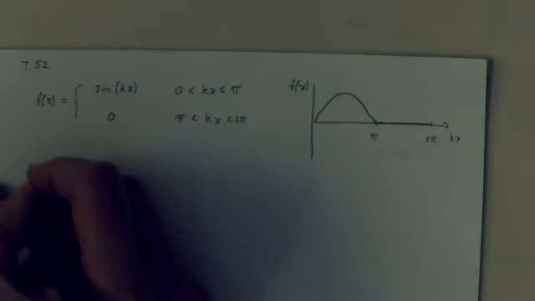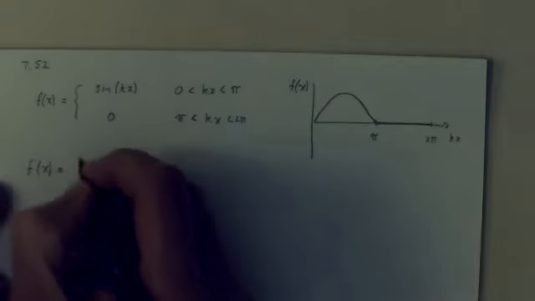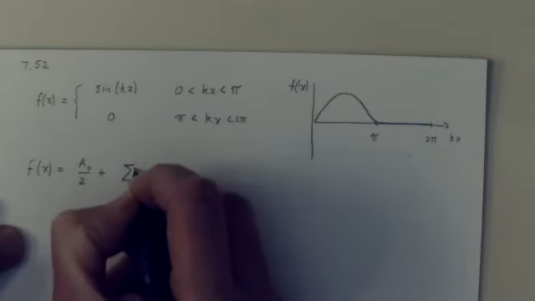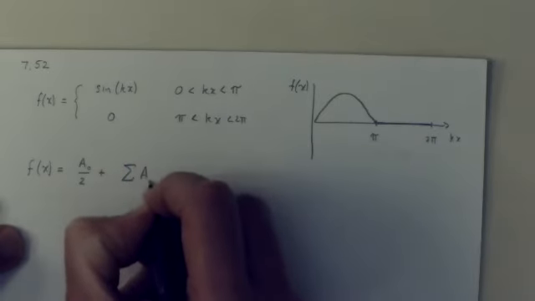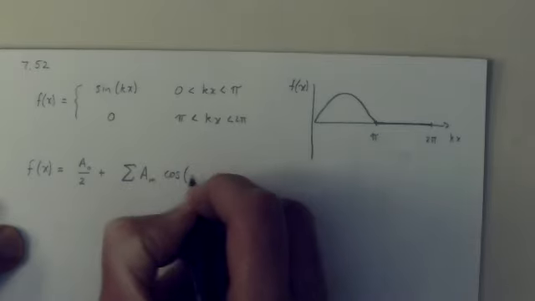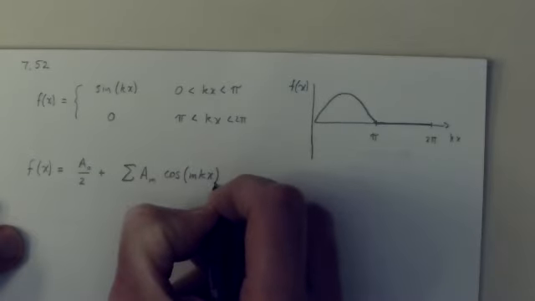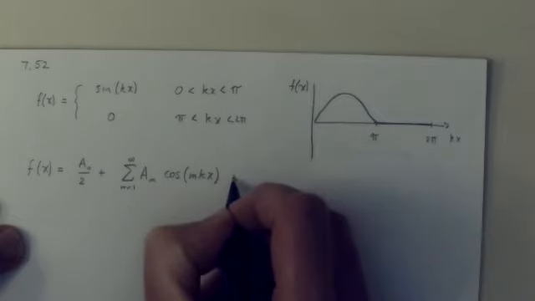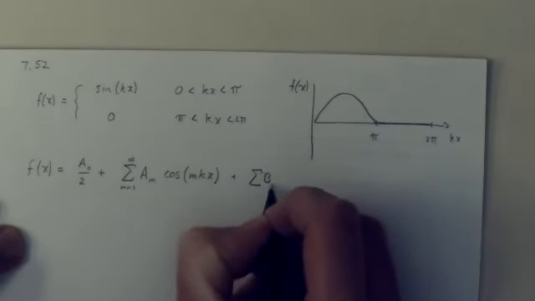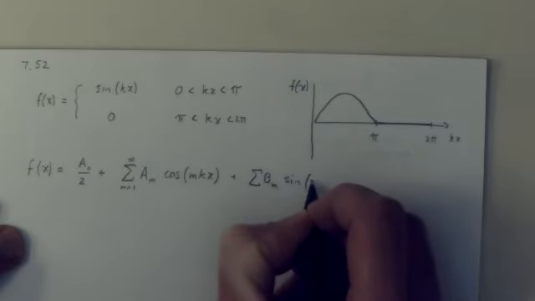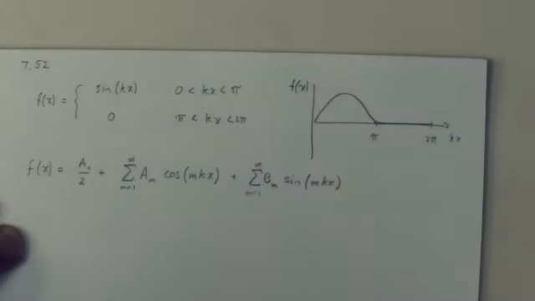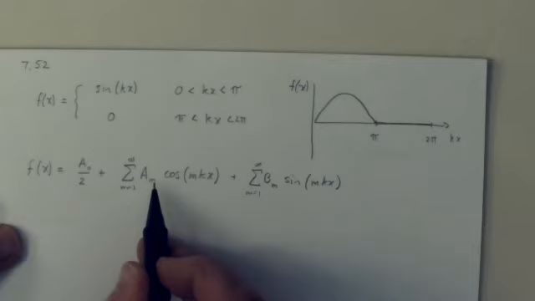So now if you remember your Fourier transform, the idea is that you can write f of x as a0 over 2 plus then a sum of other a's, a sub m cosine of mkx, where m goes from 1 up to infinity, plus also a series of b sub m times sine of mkx, where this also goes from m equals 1 to infinity. The only question is, how do we figure out what these coefficients are?